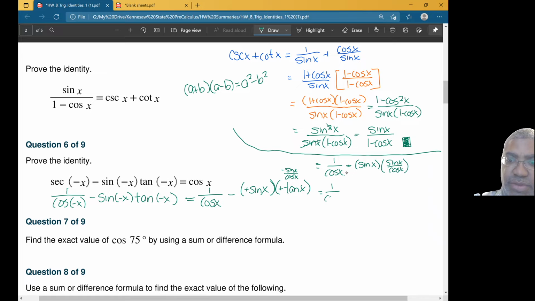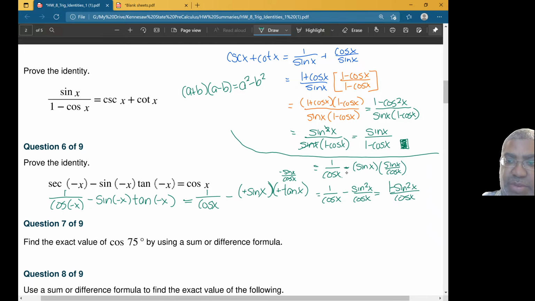This is 1 over cosine of x minus sine squared of x over cosine of x. Some of you see it. 1 minus sine squared of x over cosine of x. Pythagorean identity, this becomes cosine squared of x over cosine of x. Two cosines on the top, one on the bottom, and I'm just left with a cosine of x. Boom.